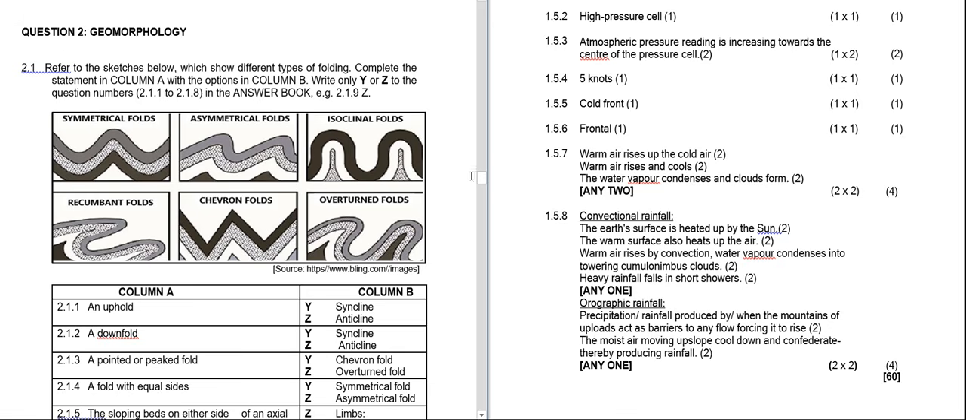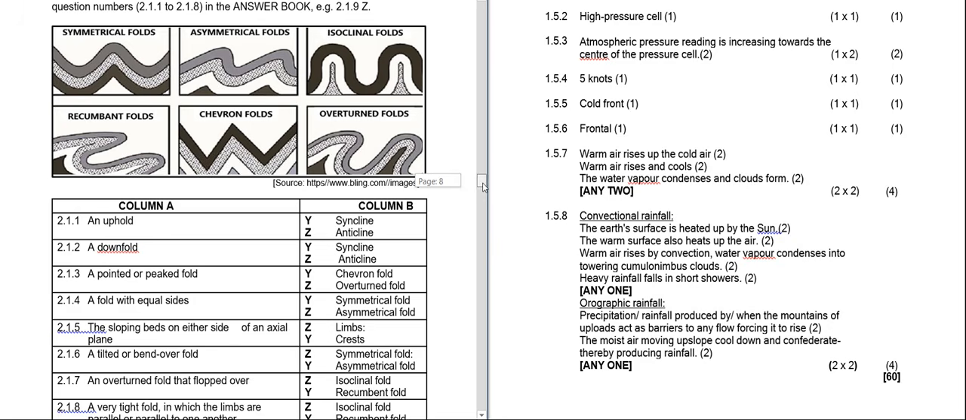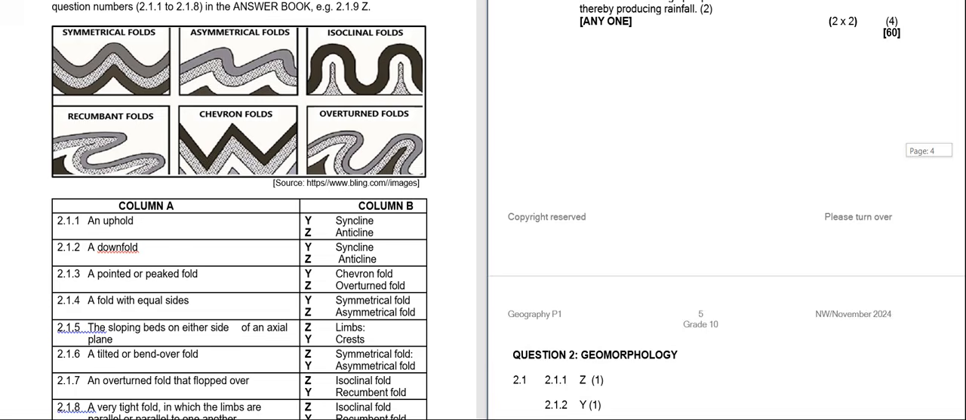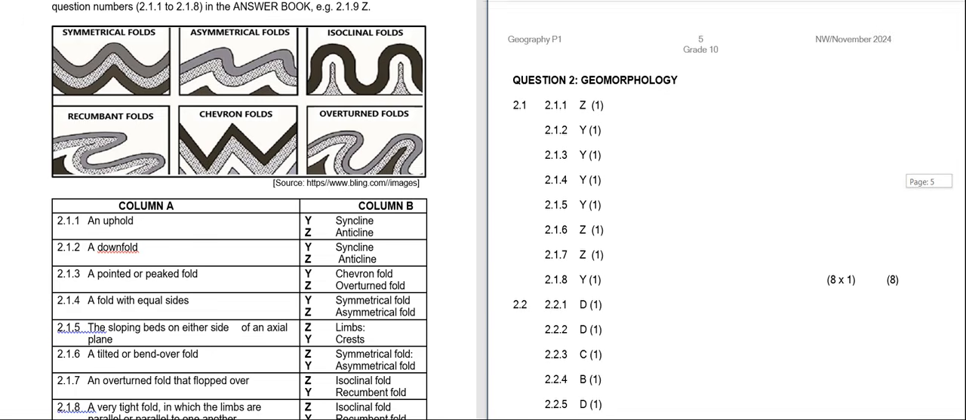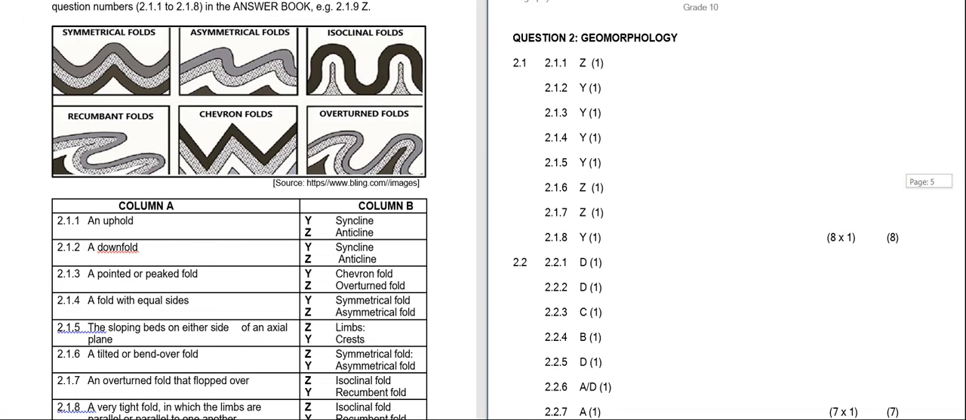So of course, we have the questions from 2.1.1 going down. In terms of our possible answers, we have them in our marking guideline from 2.1.1 to 2.1.8. Of course, with a continuation to question 2.2.